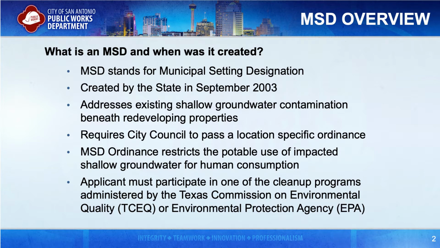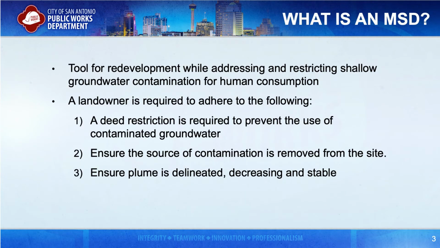It requires City Council to pass a location-specific ordinance. An MSD ordinance restricts the potable, or drinkable, water use of impacted shallow groundwater for human consumption. The applicant must participate in one of the cleanup programs administered by the TCEQ or the EPA. A landowner is required to adhere to the following. Number 1, a deed restriction is required to prevent the use of contaminated groundwater. Number 2, ensure the source of contamination is removed from the site. And 3, ensure the plume is delineated, decreasing, and stable.